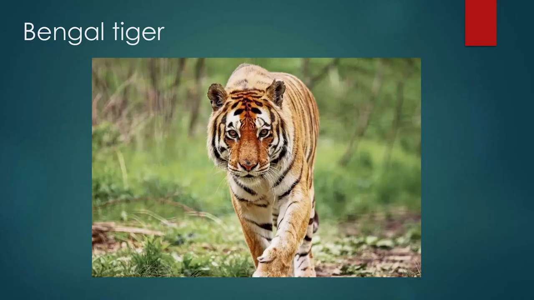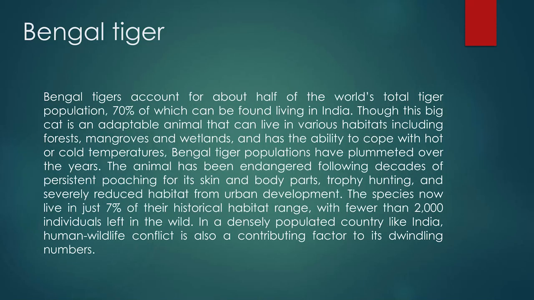So in that case, I want to introduce two important endangered species. As India is one of the most densely populated countries in the world, human activity and land development are unsurprisingly rampant in this nation. One of the endangered species is the Bengal tiger. The animal count is going down. Bengal tigers account for about half of the world's total tiger population, 70% of which can be found living in India. Though this big cat is an adaptable animal that can live in various habitats, including forests, mangroves and wetlands, and in both heat and cold temperatures, now the count is very less. So this has to be monitored. We have to protect animals.